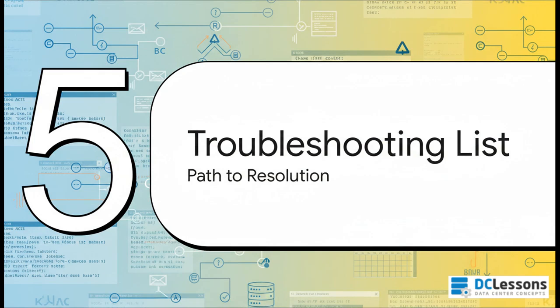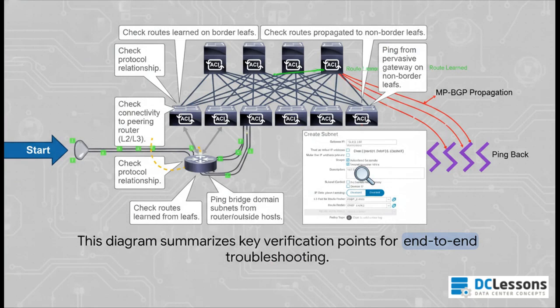We've covered a ton of ground here, from layer 2 all the way up to routing protocols. So now, let's pull it all together into one comprehensive checklist that you can use to systematically knock out any L3out problem you run into. This diagram right here, this is your roadmap for an end-to-end investigation. Start on the left, at that border leaf.